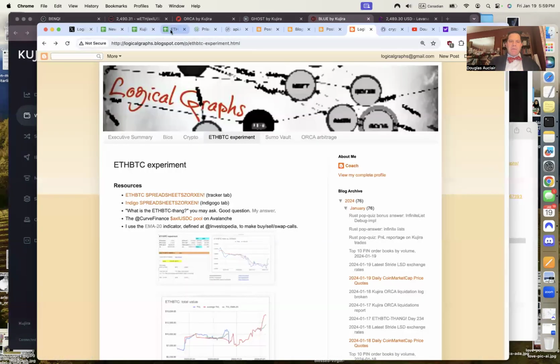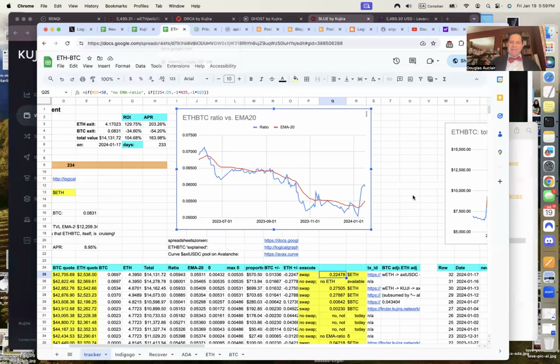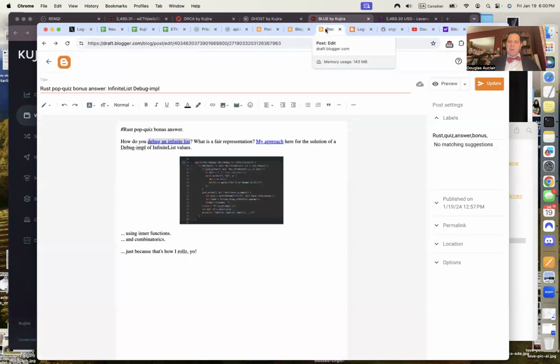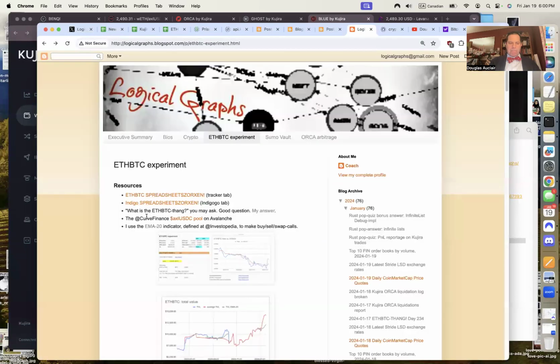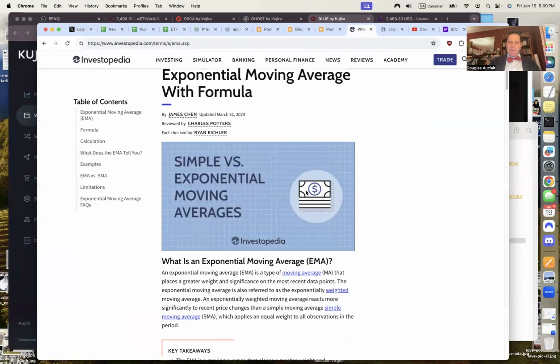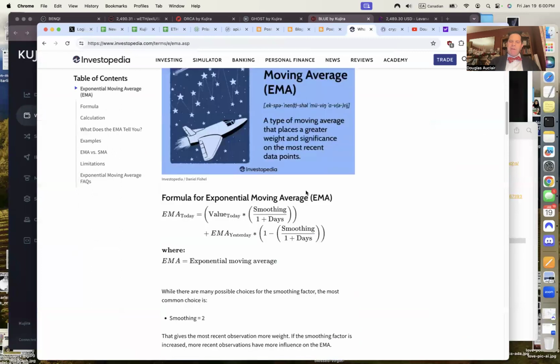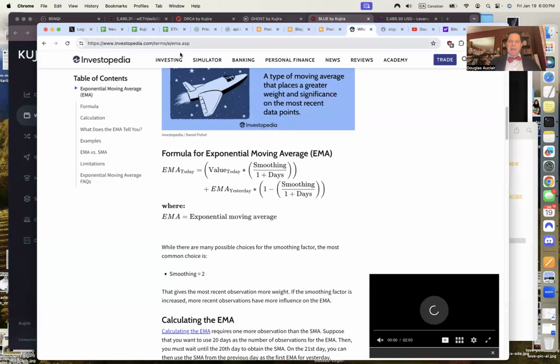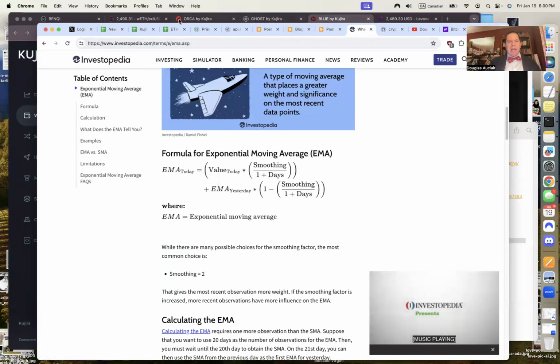Then I have a spreadsheet, of course, because I'm me. In the spreadsheet, I track the current prices of today so I can compute my EMA 20. And if you don't know how to compute that, you simply go to the page and it will give you what an exponential moving average is, and then it gives you the formula itself. So it's simply a spreadsheet formula that you can plug in once you figure that out.